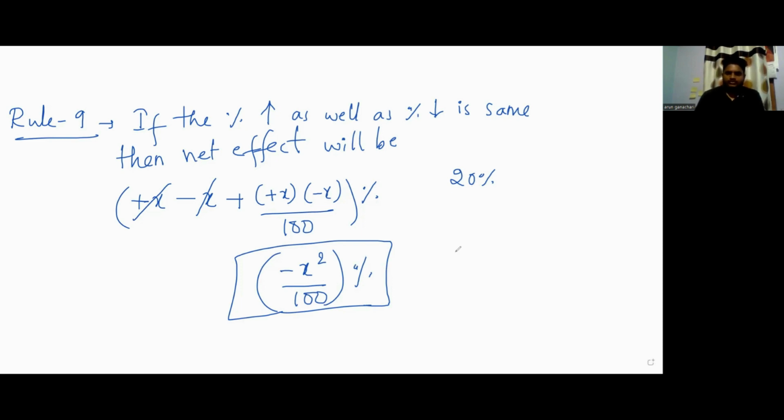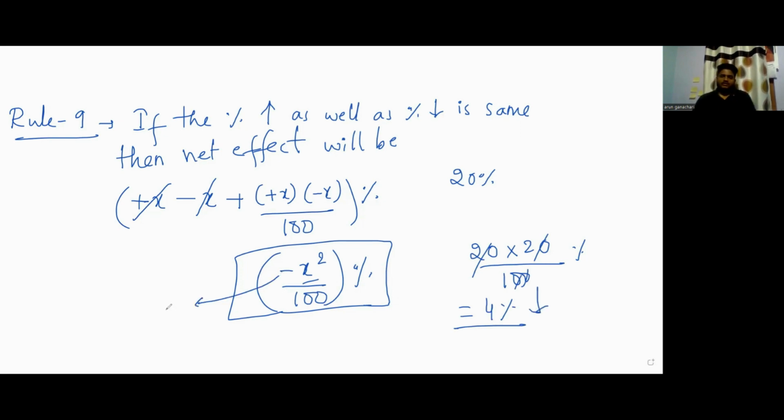We have to use 20 square, that is 20 into 20 divided by 100%. 0 and 0 will get cancelled. 2 into 2 is what? 4%, and it will be always what? Decrease. Remember, the sign will be always negative. Decrease. Getting this? Yes, sir. Okay then.